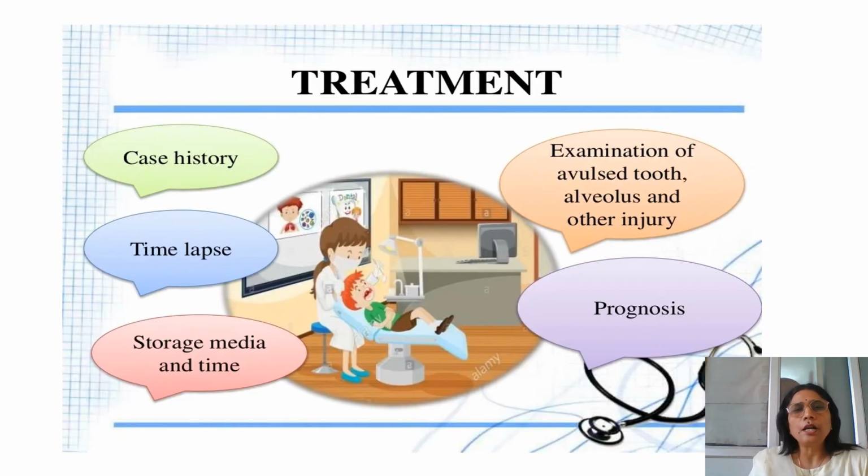Once the patient reaches the dental clinic, a brief case history is recorded: when, where and how the trauma occurred, how much time has lapsed, whether the tooth was stored in a storage media, what was the extraoral dry time, and what type of storage media was used. Then the avulsed tooth is examined, and the alveolus is also examined to find out if there is any fracture. Extraoral and intraoral examination is done to find out other types of injuries, and whether the patient became unconscious or there was any history of trauma. All these things are recorded.